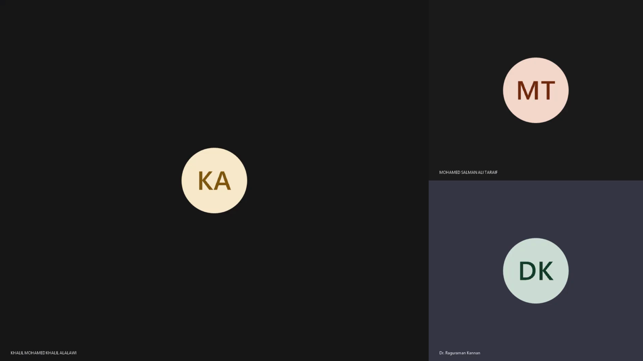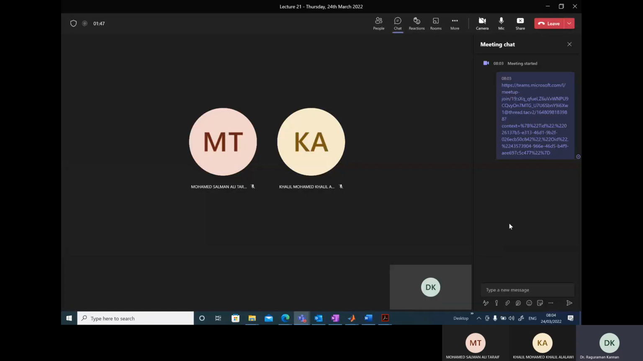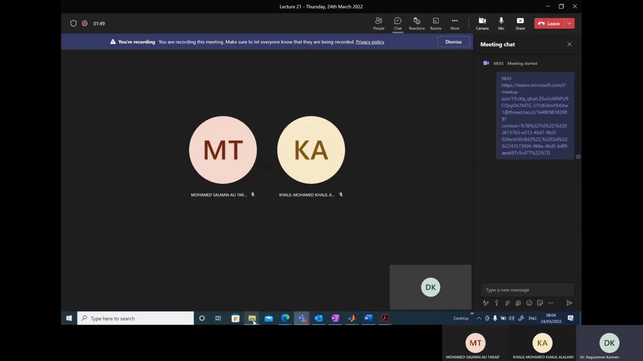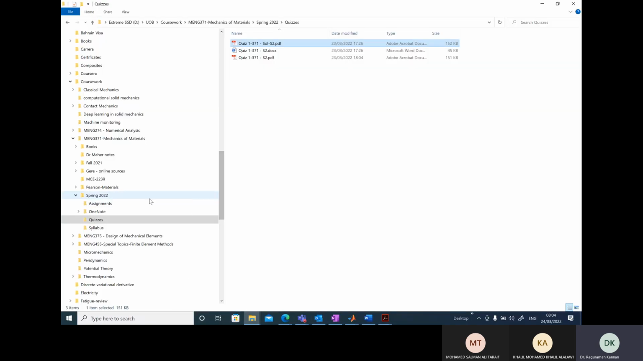We'll go through some example problems for material indices because this question is definitely coming here.